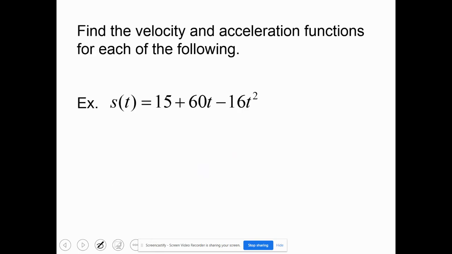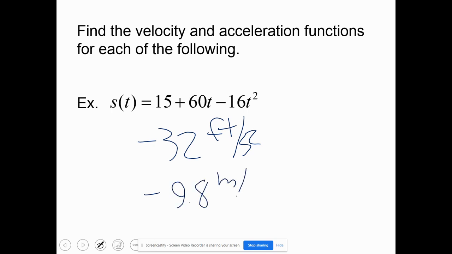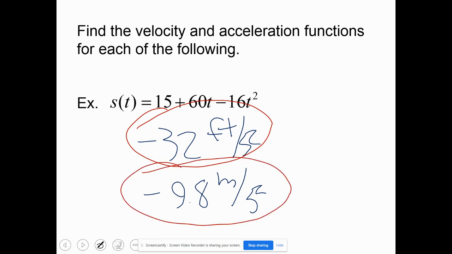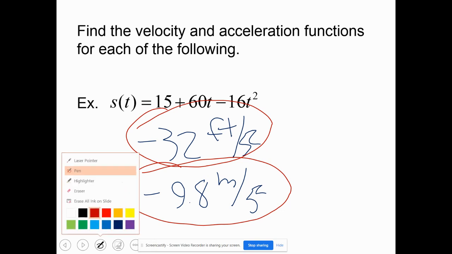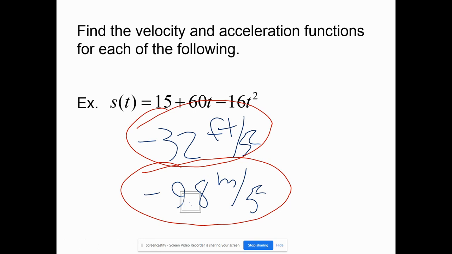Whoops, I erased it. Let me put that up again. Negative 32 feet per second squared and negative 9.8 meters per second squared. So if a problem was working in feet, that's what you'd use if gravity was playing a part, like somebody throwing a ball in the air. And if a problem was dealing with meters, that's the unit you would use, again, if gravity had come into play.